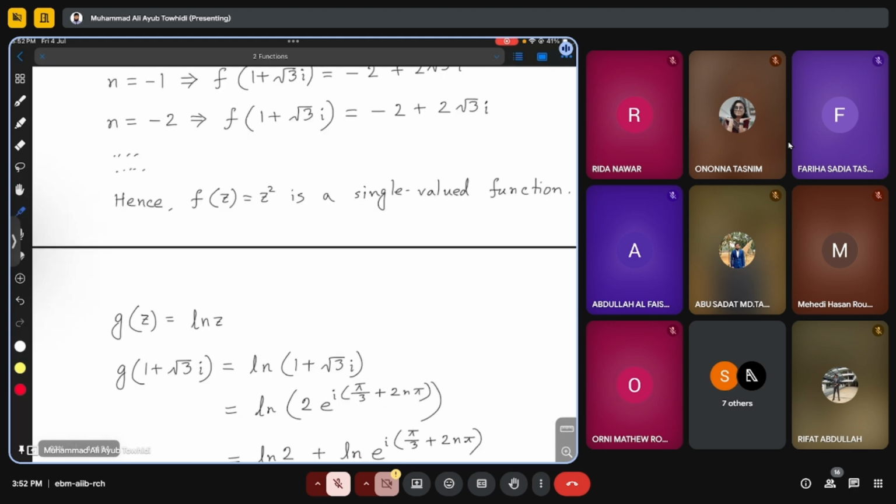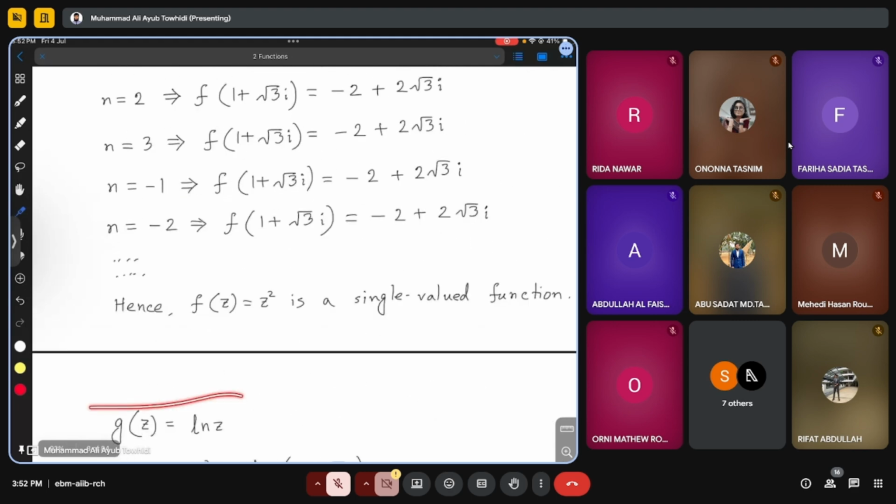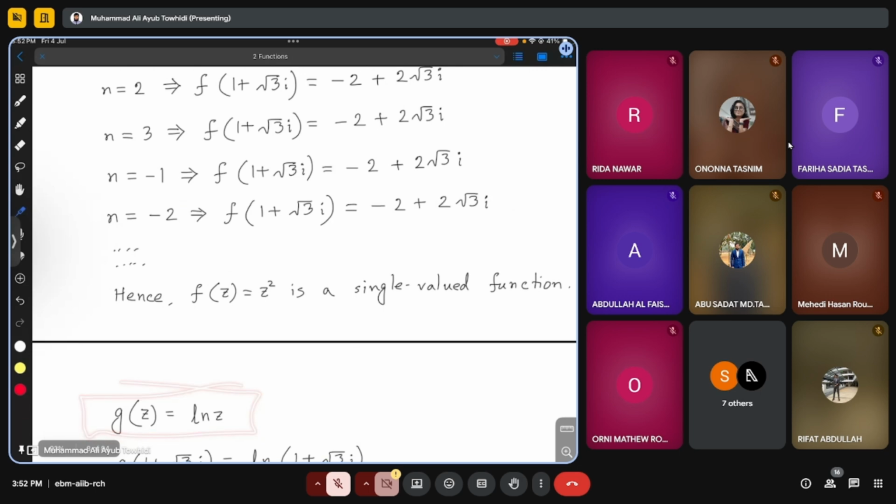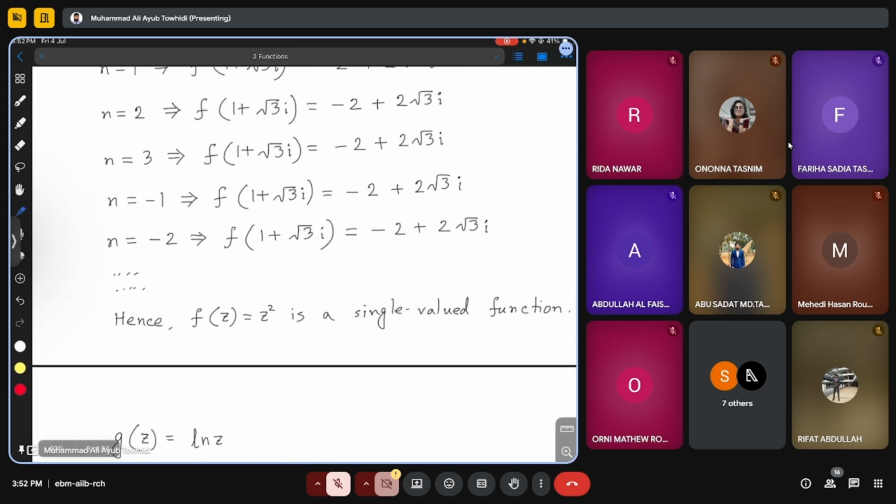Let's look at a different function. This function, g of z equals to ln z. Is this single valued or multi-valued? Okay, keep thinking whether this is single valued or multi-valued.